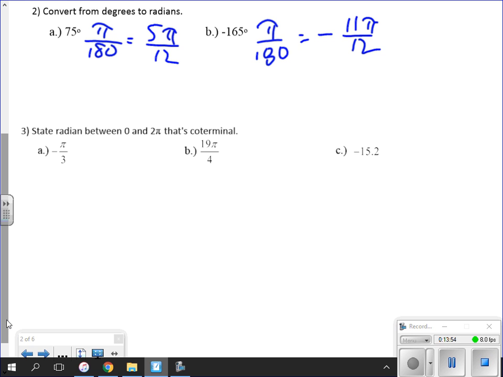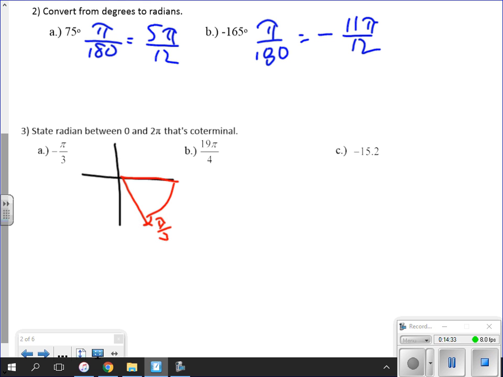Now it gets a little bit more difficult, and it's not so much that it's hard, but you kind of have to understand what's going on. Okay? Coterminal angles. What I'm looking for is the angle. If I were to do this, this angle here, negative pi over 3, is right about here. That's where it is.